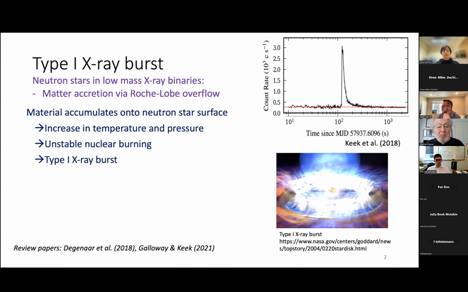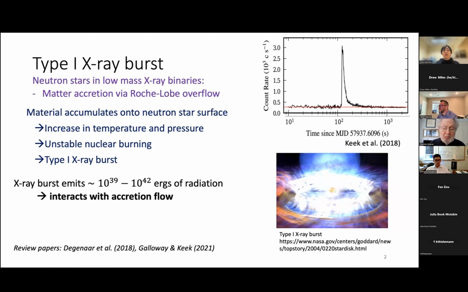Eventually, conditions for unstable nuclear burning are met, and the accumulated material is burned within seconds, causing a Type I X-ray burst. The Type I X-ray burst shows up as an exponential increase in the X-ray count rate, followed by an exponential decay, usually lasting tens of seconds. An example of such a light curve, as observed with NICER, can be seen in this figure here by Keek et al. from 2018. During such a Type I X-ray burst, an enormous amount of radiation is emitted into the neutron star environment, and there it will interact with the neutron star's accretion flow. For this presentation, I will talk about the interaction with the corona and the accretion disk.